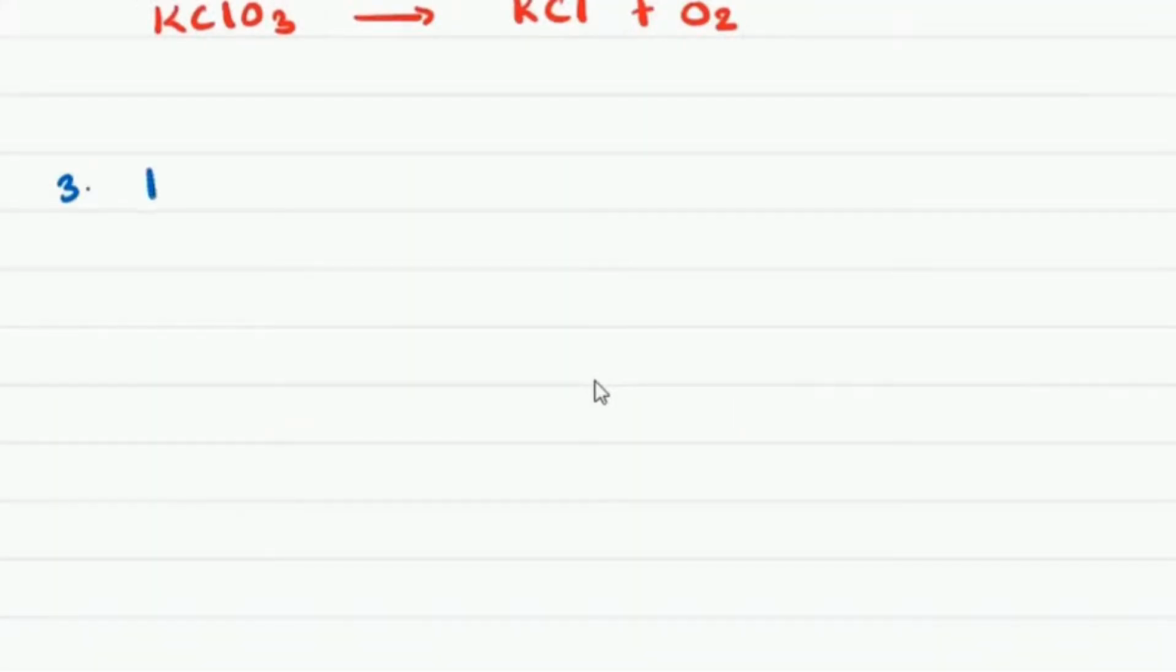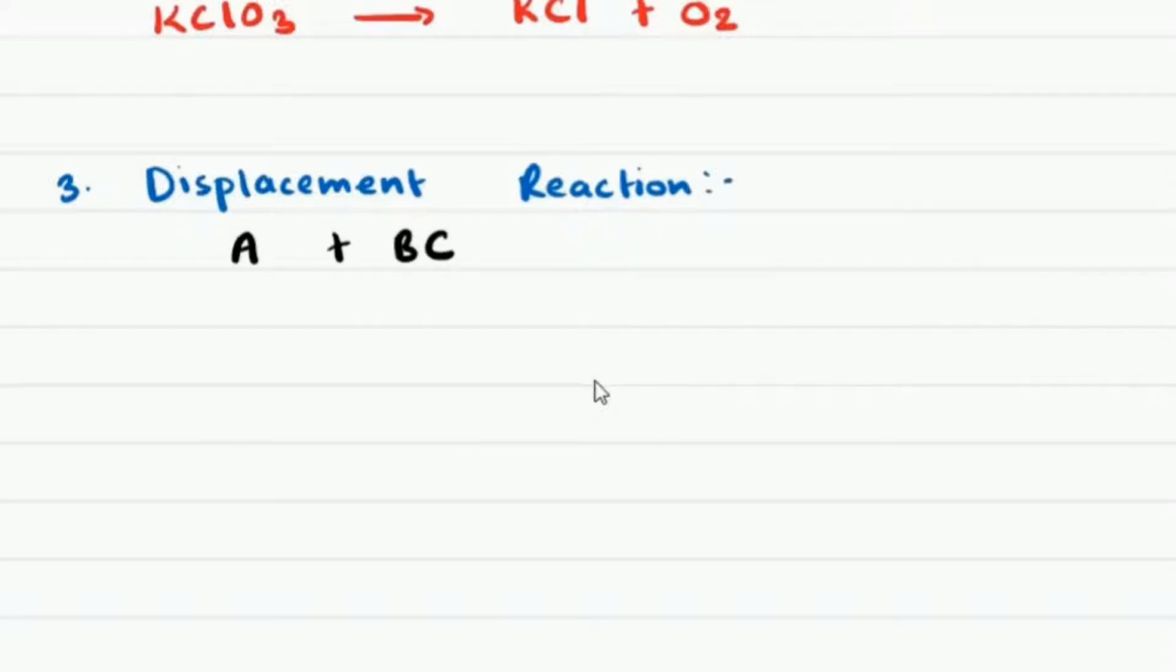Now the third one is our displacement reaction, and this displacement reaction is actually of two types. So let's see some examples. Let's say we have A plus BC react with each other to form AC and B. Here what is happening is this A is displacing B in this compound, and we have AC and the B is separate alone. So this is one of the displacement reactions.